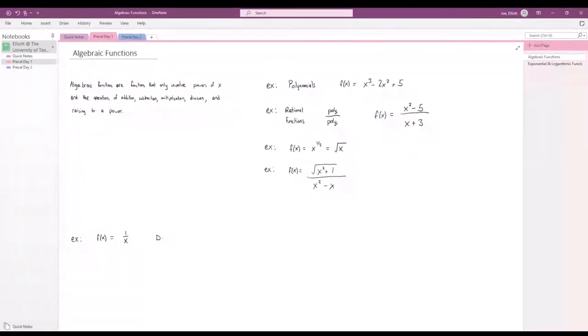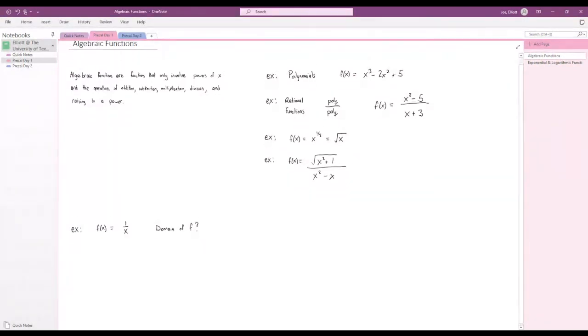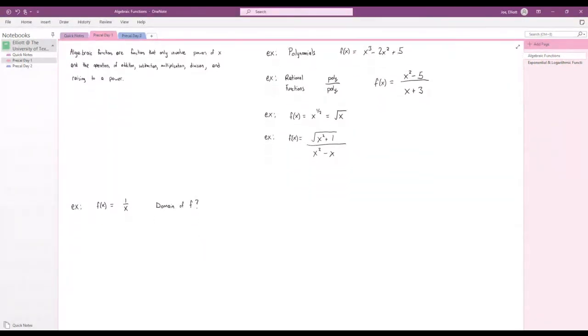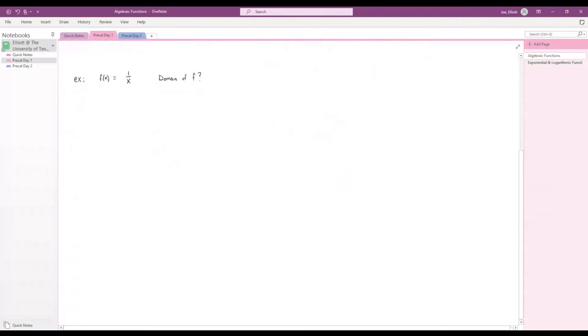Could someone maybe tell me what the domain of this function is? Yeah, what's the domain of this function 1 over x? All real numbers but 0. Okay. So yeah, let's talk about the domain right now. So as a refresher, what was the domain of a function?